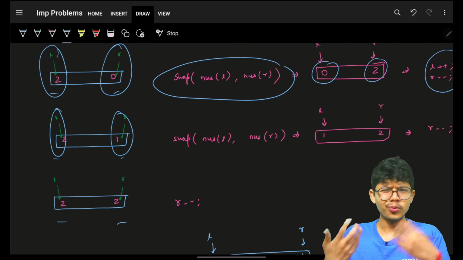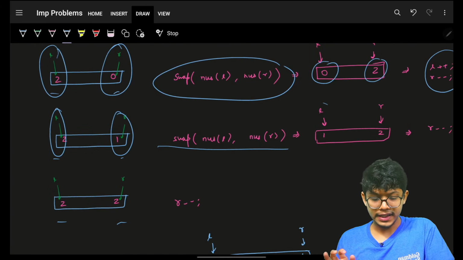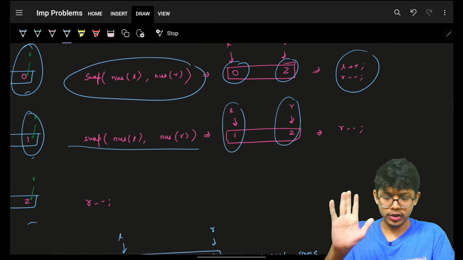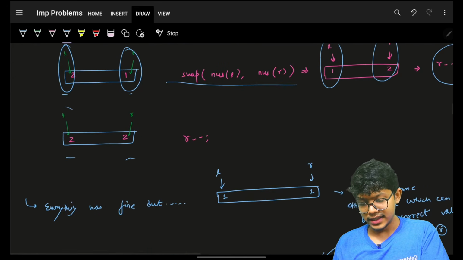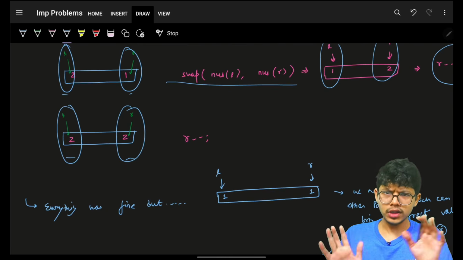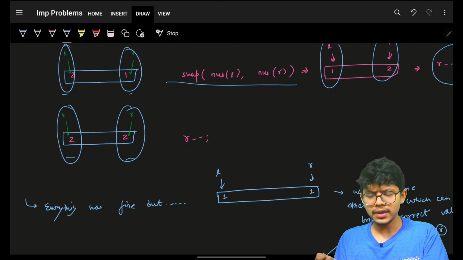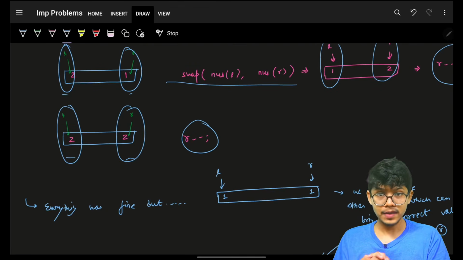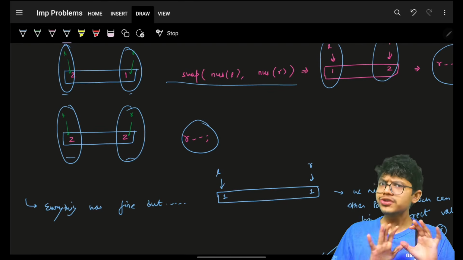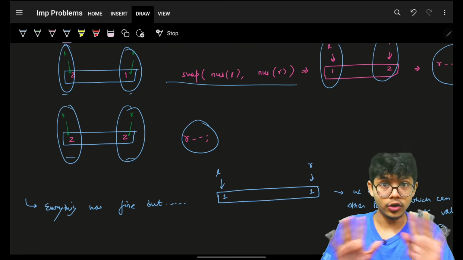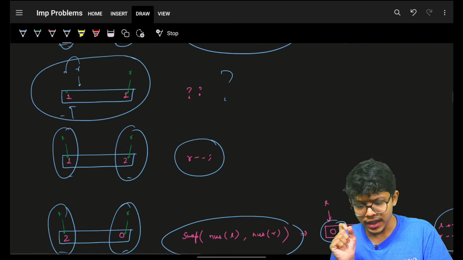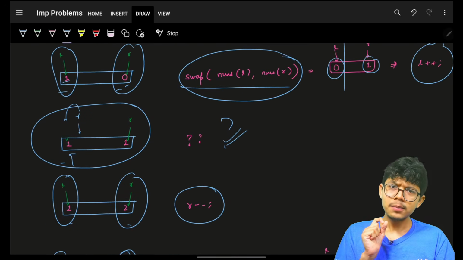Same way, I know both are incorrect, so swap it. I'll get L as 1, R as 2. Now R as 2 is sorted, so decrease the R. And then ultimately L is 2, R is 2. Sorry, not L, but R is at least good. I can decrease my R. Everything was reducing my range. I was doing very well. It's just that one blunder came into the picture when both are 1.